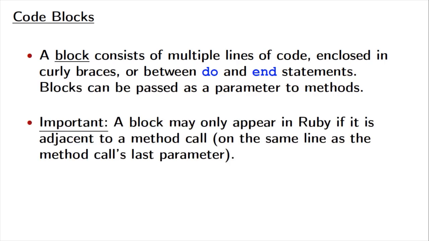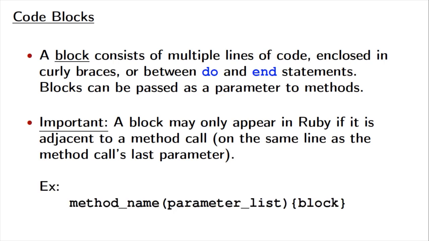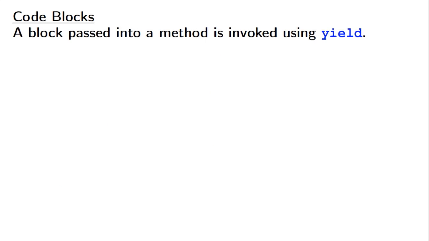Now, it's important to note a block can only appear in Ruby if it is adjacent to a method call and on the same line as the method call's last parameter. This is what the syntax looks like. You have the method name, the parameters, and then in curly braces, the block of code that you're passing into the method. Now, to invoke that block of code, you use the keyword yield within the method.